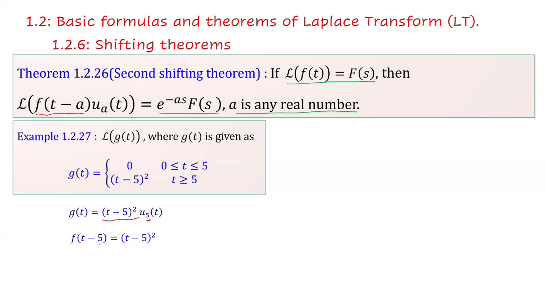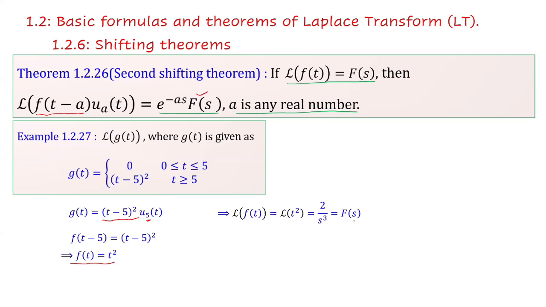So if f(t minus 5) equals (t minus 5) whole square, then what will be f(t)? f(t) will be t square. Just replace it. So therefore, if you know f(t) equals t square, then what will be F(s)? So we need to calculate F(s). So what is F(s)? F(s) will be 1 over s to the power 3.